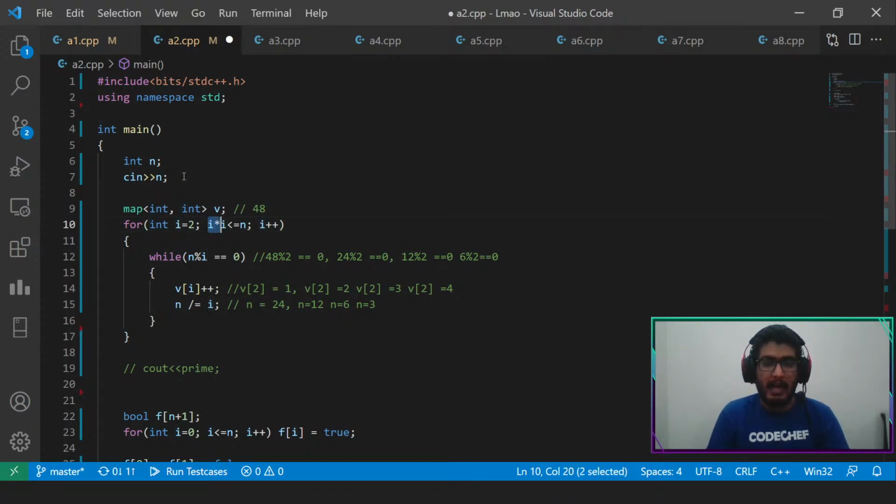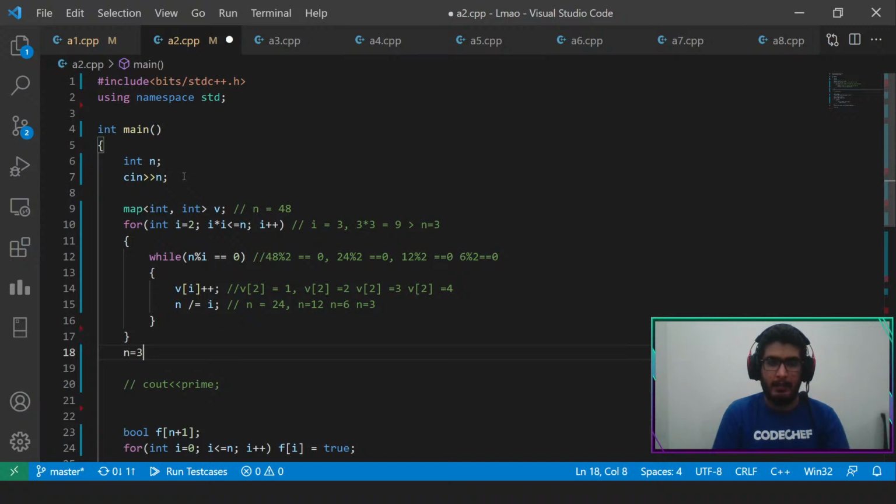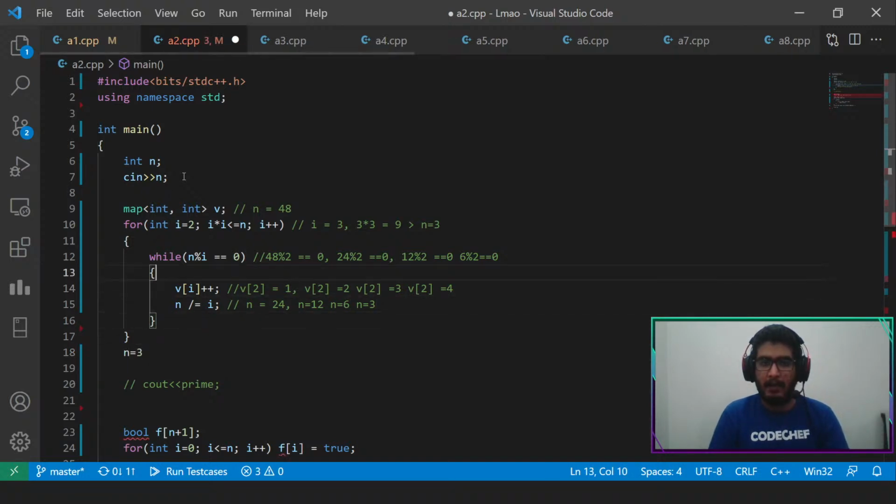Why would it terminate? Because this inner loop has been completed, right? It would just go to this outer loop, right? And in this outer loop now I is equal to 3, right? And as you can see, 3 star 3 is equal to 9, which is greater than n, right? N was 48 before, but now n has the value of 3, and so this loop would terminate with n is equal to 3, right? And we would just have the values v2 is equal to 4 inside. We would not have v3 is equal to 1. So we have to take care of that as well outside of this loop.